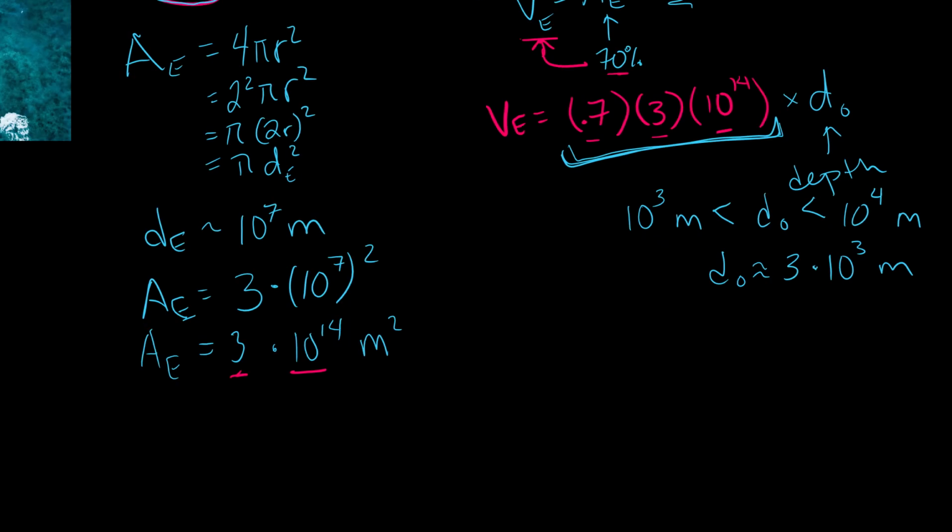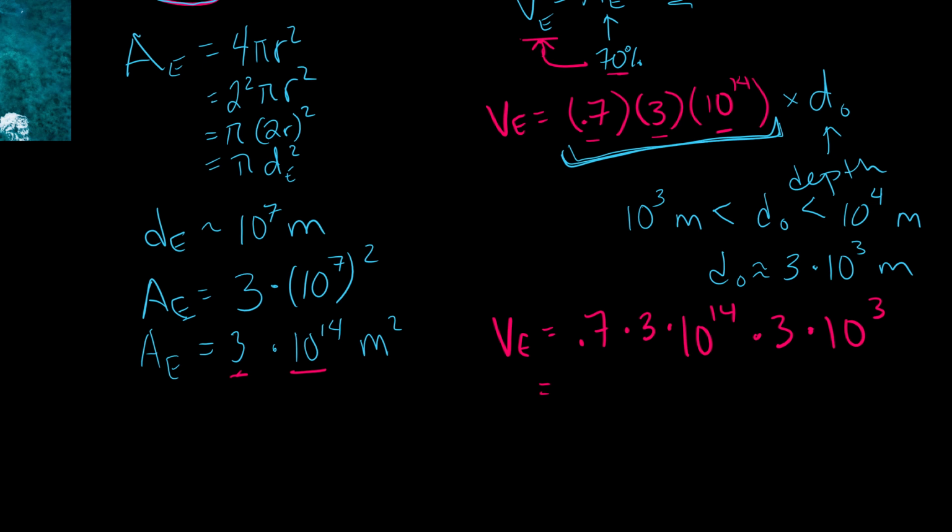Okay. So now we have a big, long string of numbers we can put together. So 0.7 times 3 times 10 to the 14th times 3 times 10 to the 3rd. Okay, so we got that 3 times 10 to the 3rd from the depth of the ocean. This 3 times 10 to the 14th is the surface area of the Earth, and we multiplied by 0.7 because we just wanted the surface area of the ocean. Okay, so now this is something I can do in my head. I don't need a calculator for this.